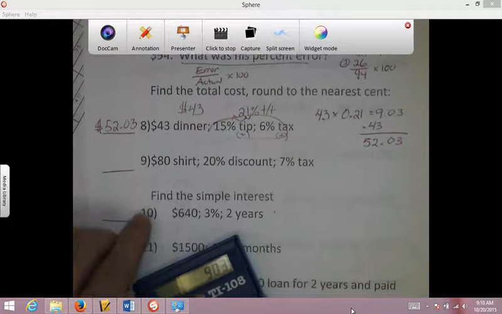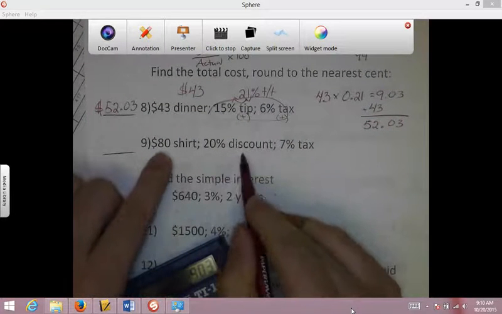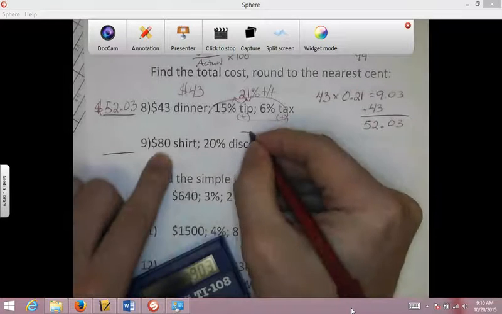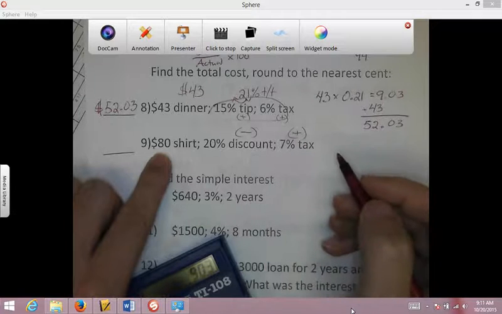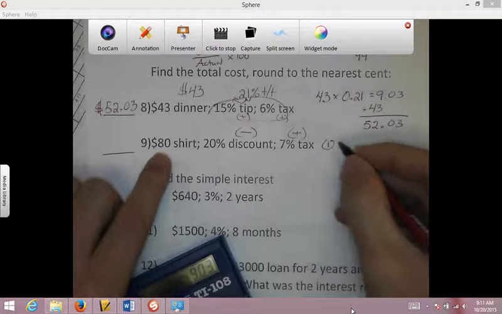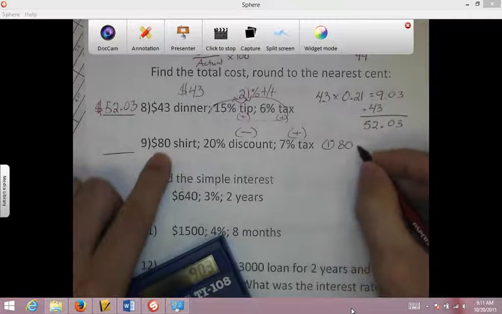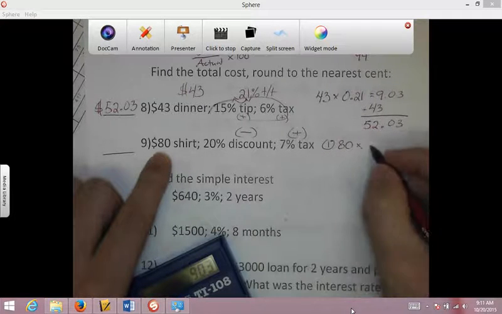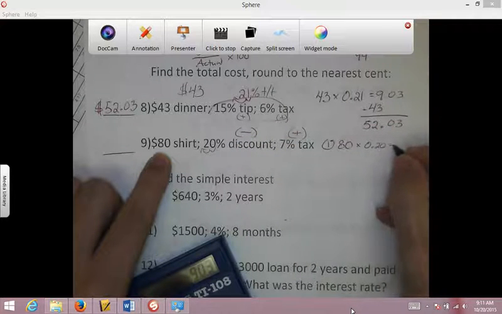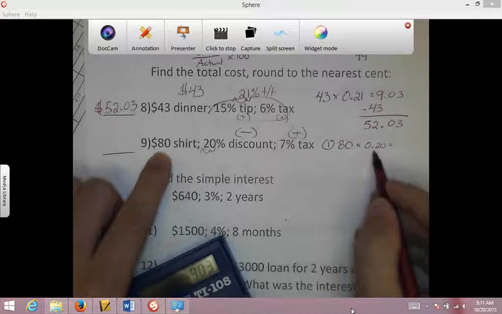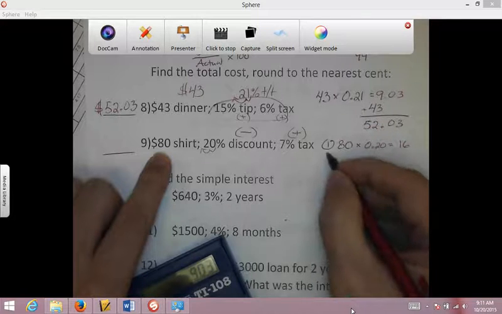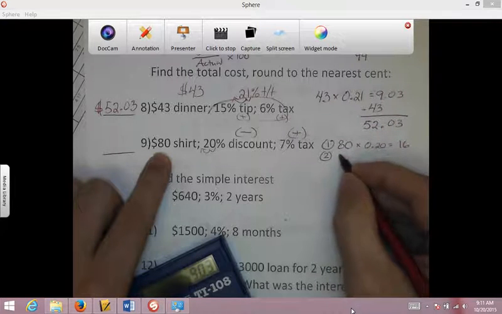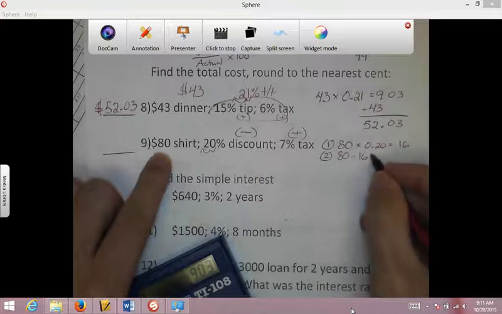Next one, $80 shirt, 20% discount, 7% tax. Discount gets subtracted, tax gets added. This one you have to do one step at a time. So, first thing, $80 shirt, you're going to multiply this by your percent discount to the left, 0.20. When we do this, we end up with $16. That's what our discount's worth, $16. So now our price with the discount is 80 minus 16, and that equals $64.